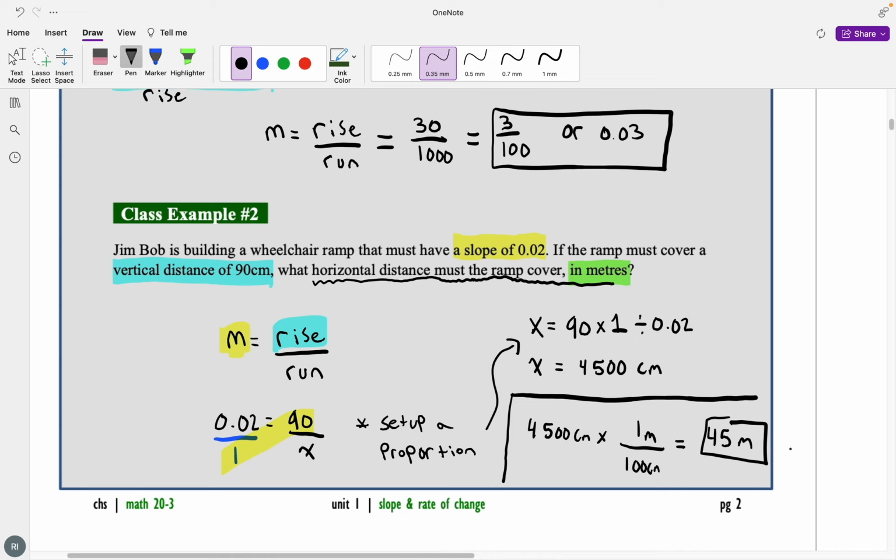To summarize the information from this question, the ramp has a slope of 0.02. It has to cover a horizontal distance of 45 meters, and it will rise a vertical distance of 90 centimeters.